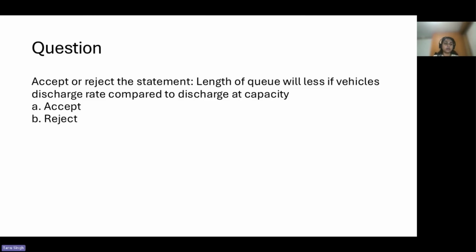Therefore, the statement is rejected. One other way we can say it is that slower discharge equals longer queues under the same demand. Only if demand is very low, a queue may not form at all, but in general traffic theory, comparing at the same arrival rate, lower discharge increases the queue length. Therefore, we reject this statement.